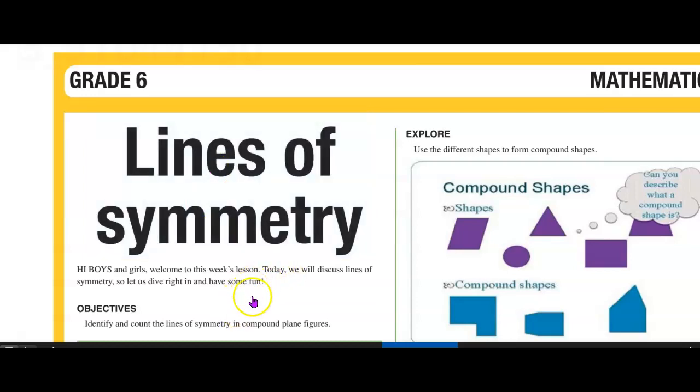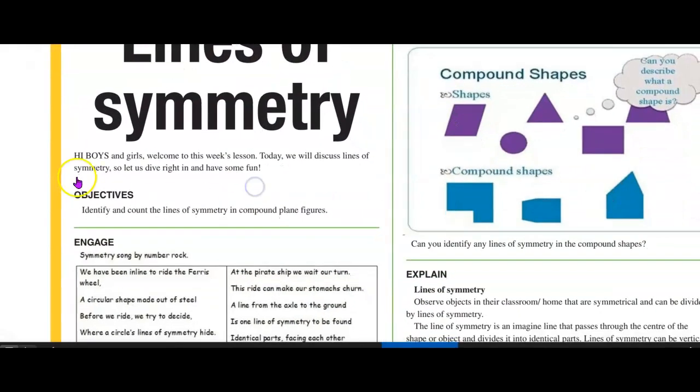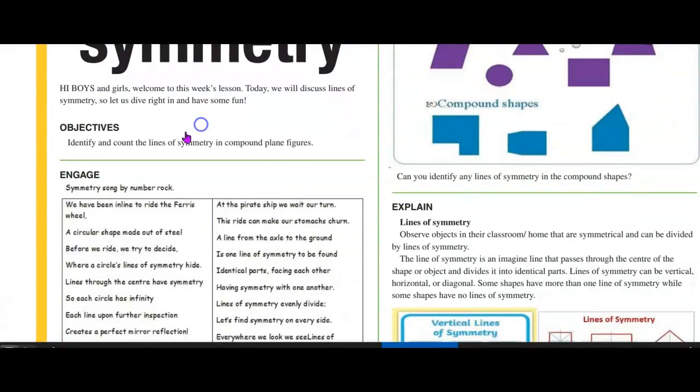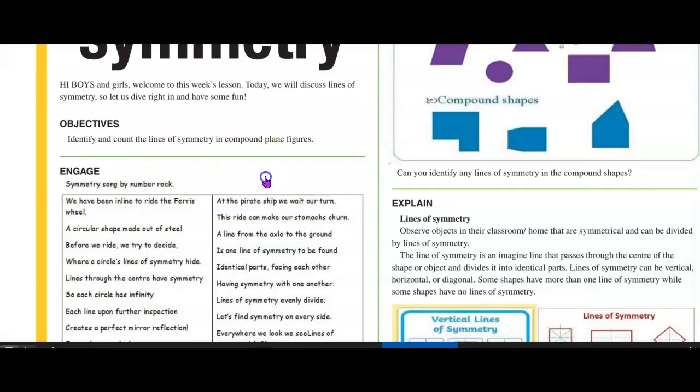So in this episode, we look at lines of symmetry. Hi boys and girls, today we'll discuss lines of symmetry. Objective: identify and count lines of symmetry in compound plane figures.